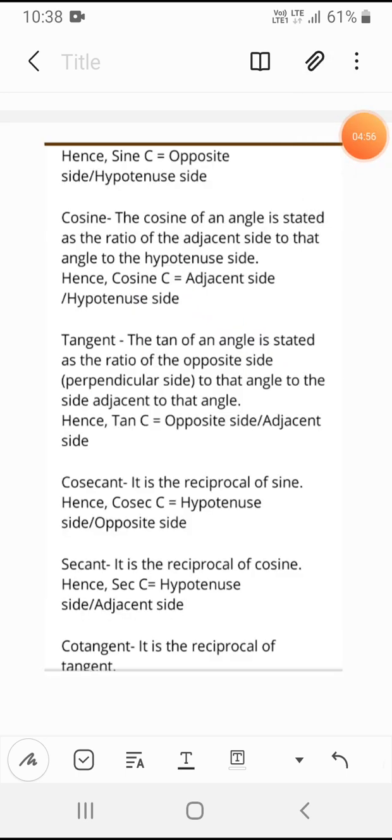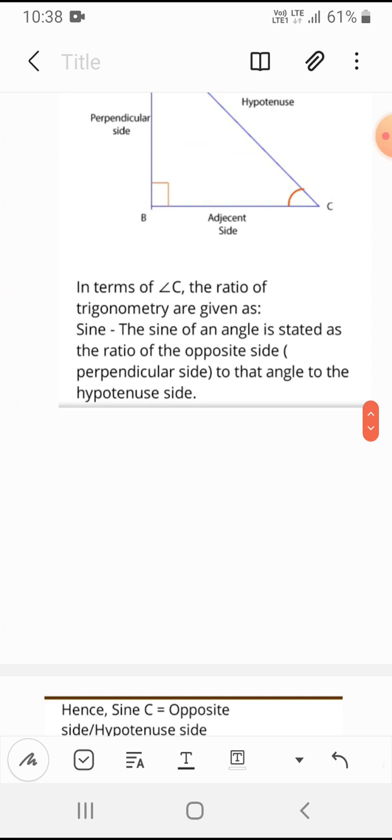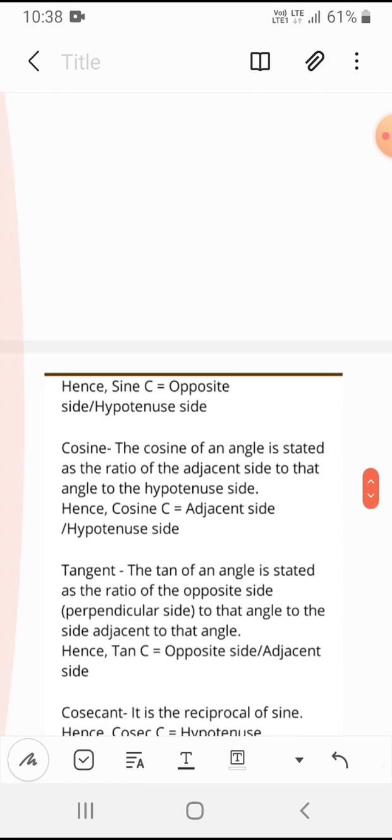Next, take sin C: it is the opposite side by the hypotenuse. So if they have given sine, then sine is equal to opposite by hypotenuse, and if they have given cos, then it is equal to adjacent by hypotenuse. This is adjacent, so adjacent by hypotenuse. If they have given cos like this, you have to write it that way.